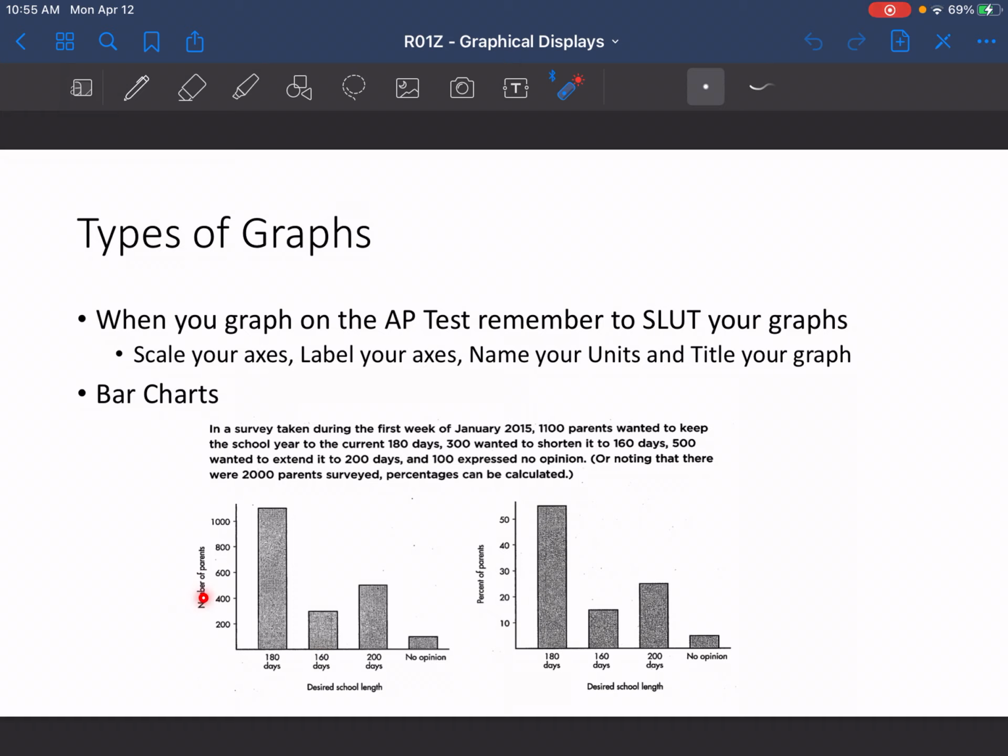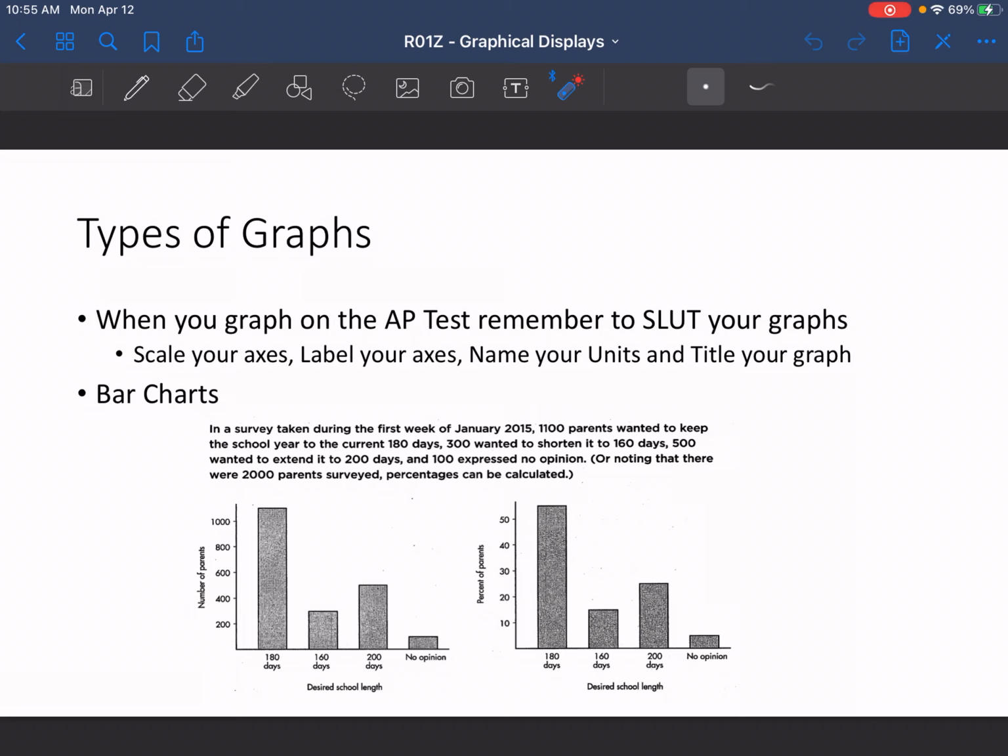We also need to label our axes, so define what the y-axis represents or what the x-axis represents. We also need to name our units and title our graph as well. They don't really title the graph here. Naming the units would just be making sure that you actually list these numbers right here, don't just scale it, but actually list what the numbers or the scale represent. You want to make sure that you include all of that.